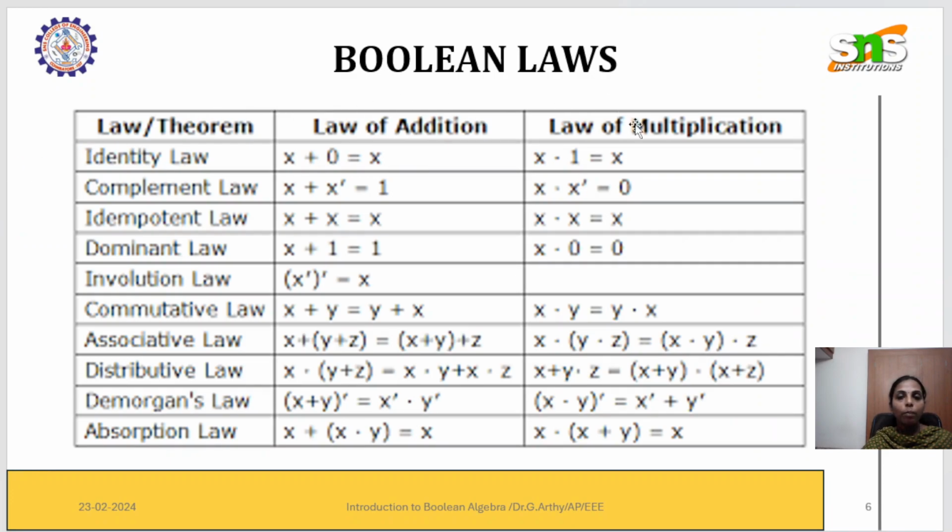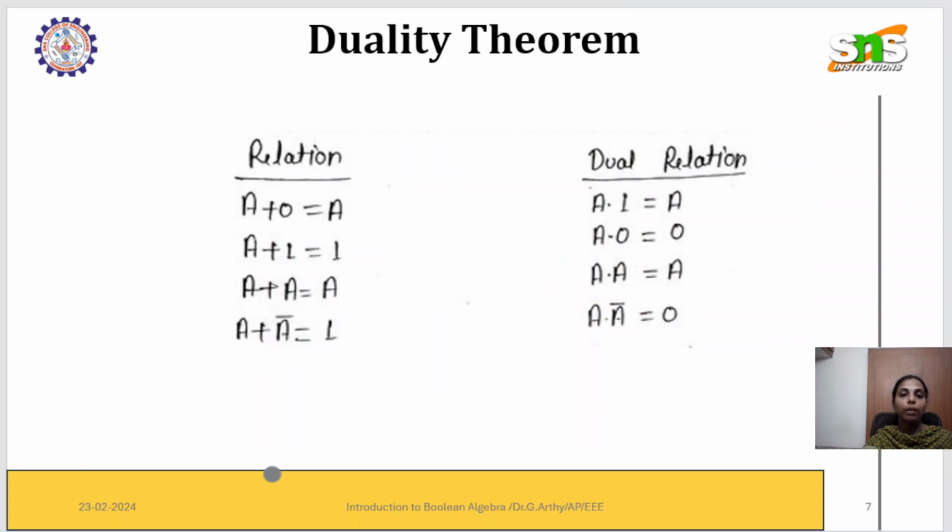These are the commonly used laws: the identity law, the complement law, the idempotent law, dominant law, involution law, commutative law, associative law, distributive law, De Morgan's law, absorption law. I have written these for the law of addition as well as for the law of multiplication. So these are the Boolean laws available. And this is the duality theorem, right?